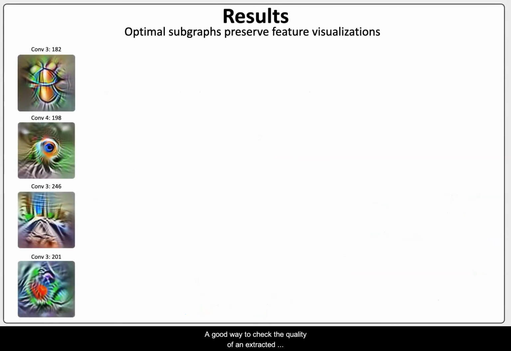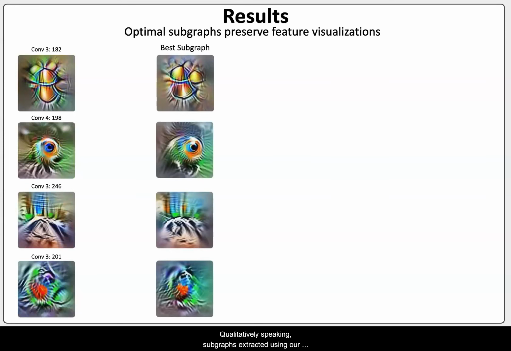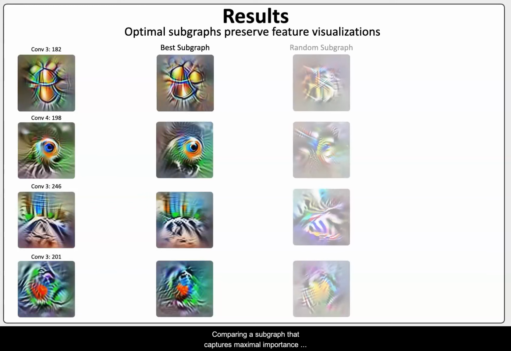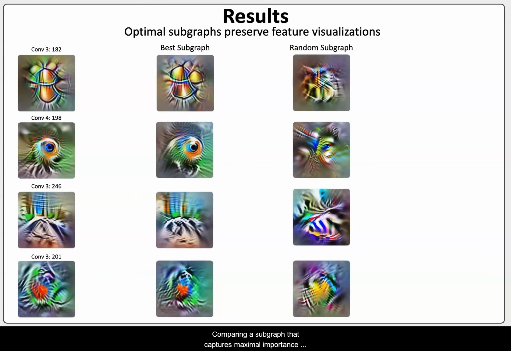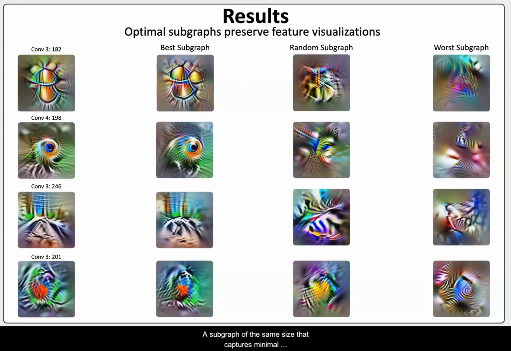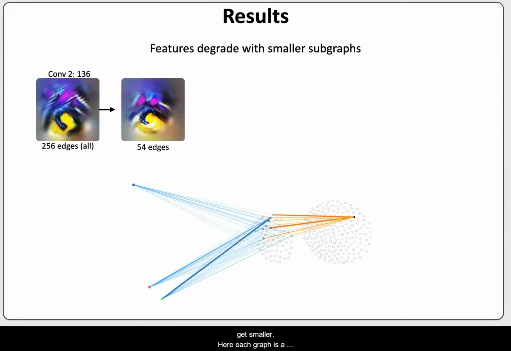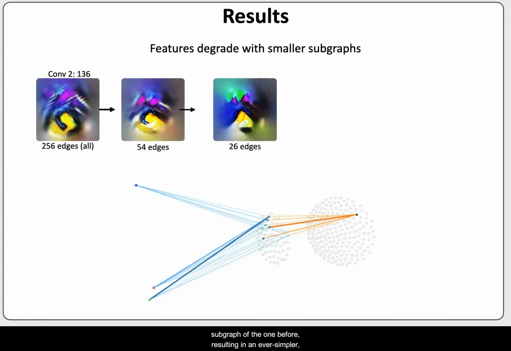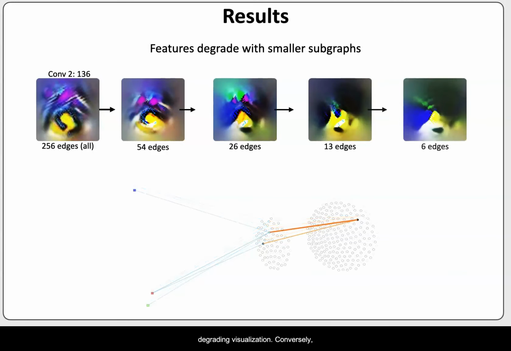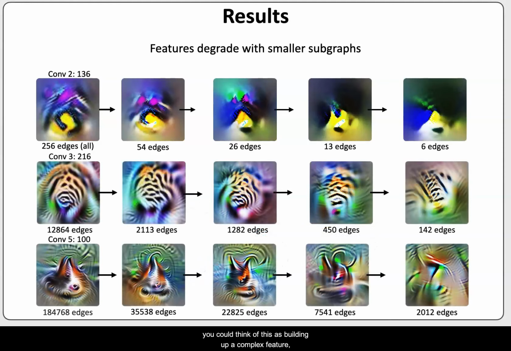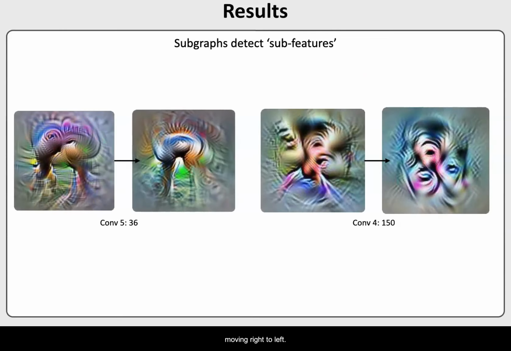A good way to check the quality of an extracted subgraph is to revisualize the target feature using that subgraph. Qualitatively speaking, subgraphs extracted using our method preserve feature appearance well. Comparing a subgraph that captures maximal importance weight to a random subgraph of the same size, the difference is clear. A subgraph of the same size that captures minimal importance weight looks even worse. We can also visualize how features change as subgraphs get smaller. Here, each graph is a subgraph of the one before, resulting in an ever simpler degrading visualization. Conversely, you could think of this as building up a complex feature moving right to left.